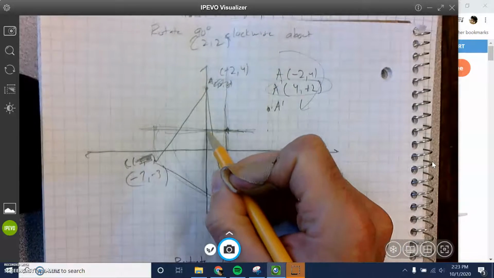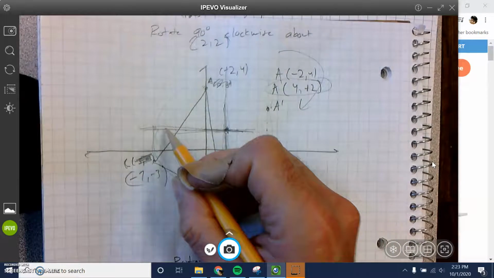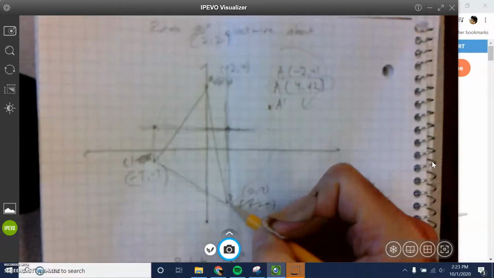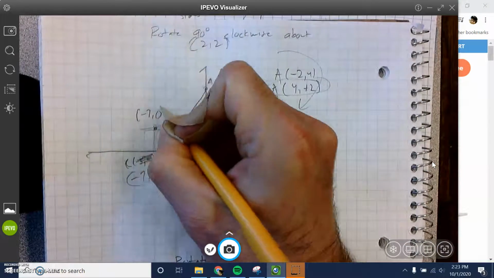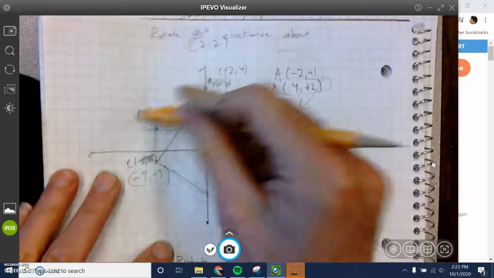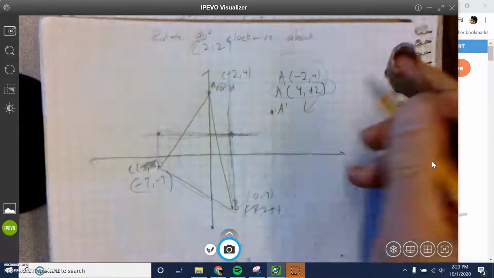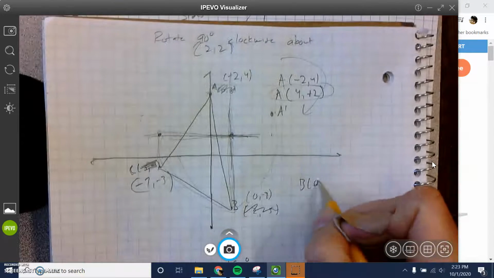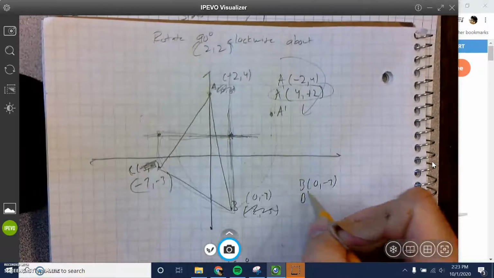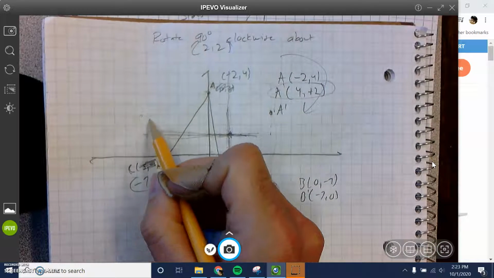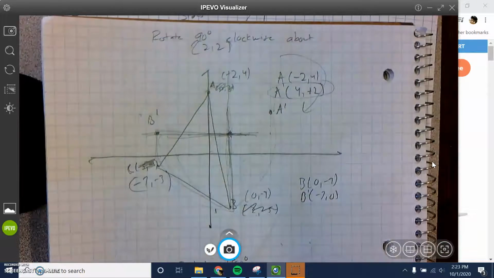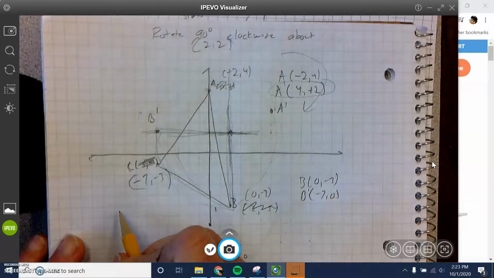So it's 1, 2, 3, 4, 5, 6, 7. So if it's 7 down here, it's 7 that way. So that's -7, 0. So B is 0, -7, and so B prime is -7, 0. Right there. And then C, we're almost done.